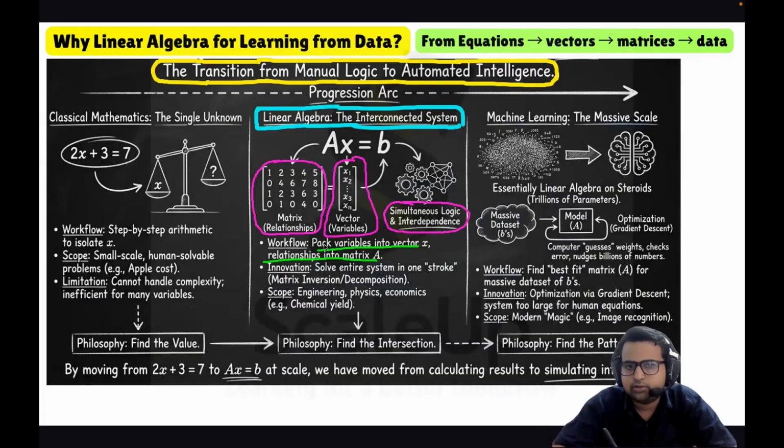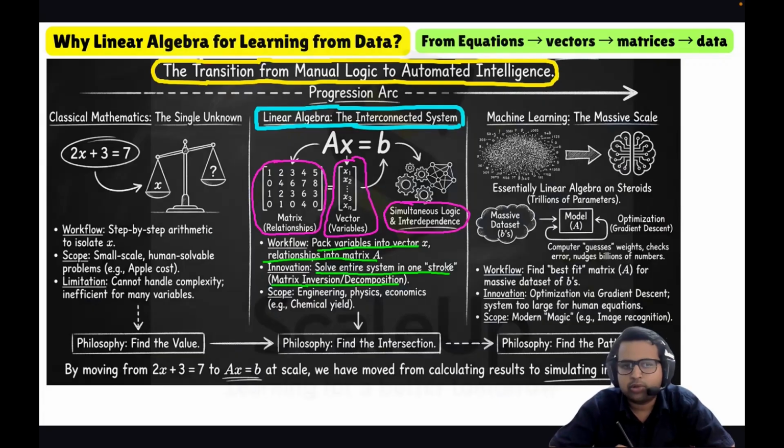So what is the innovation in linear algebra? Instead of solving for a single unknown x line by line, we use matrix inversion or decomposition, like Gaussian elimination, to solve the entire system in one mathematical stroke. So we solve the entire system in one mathematical stroke.